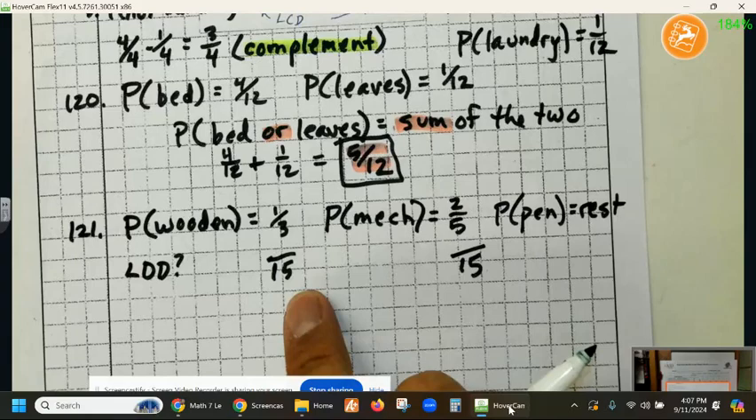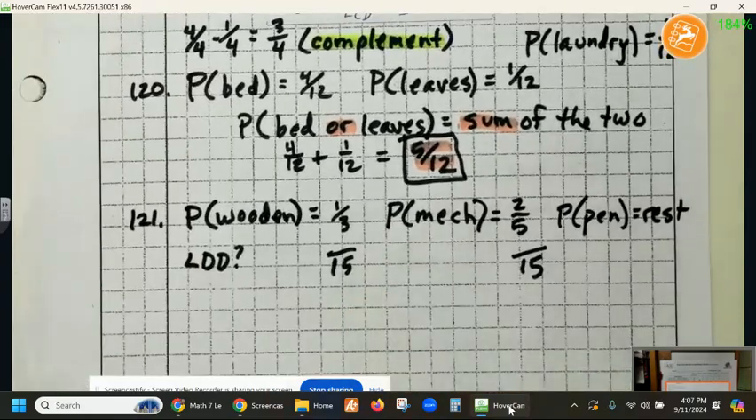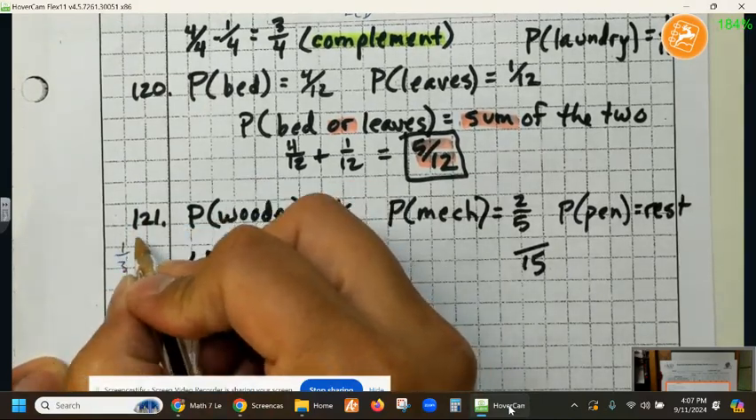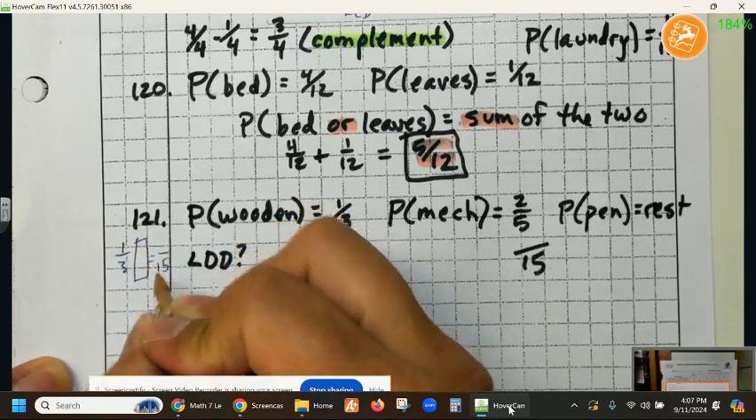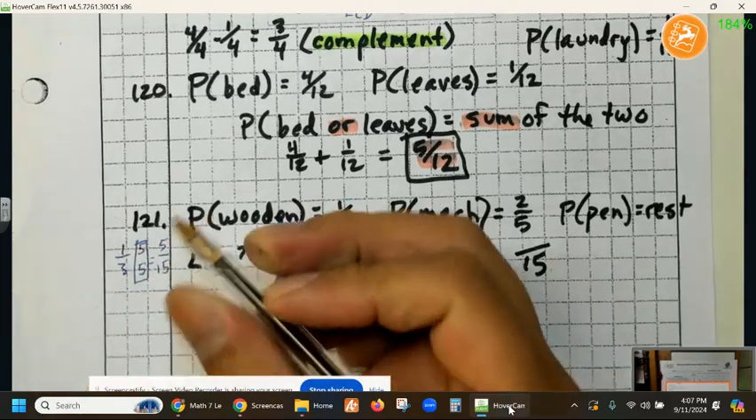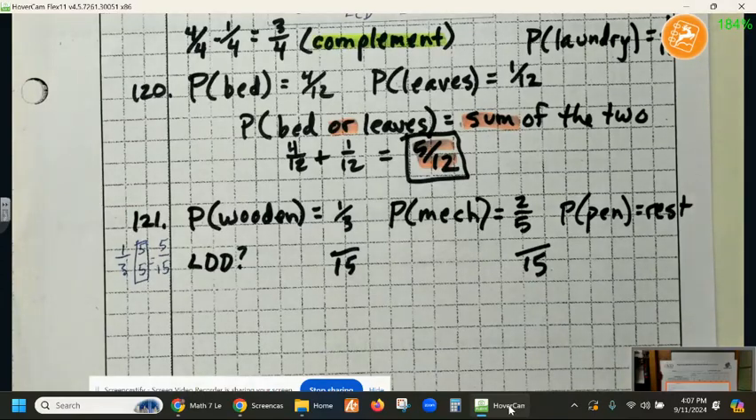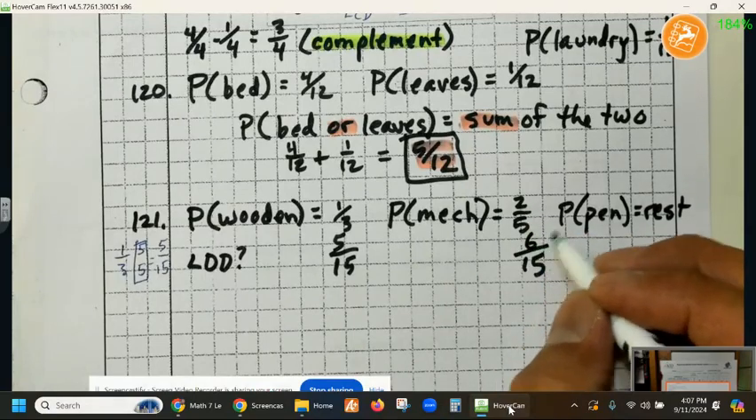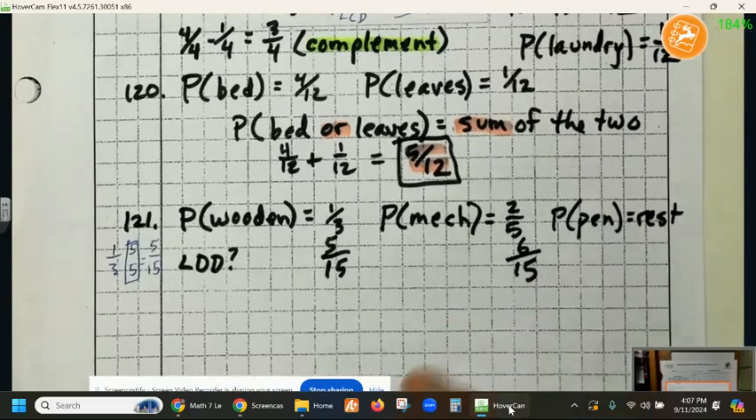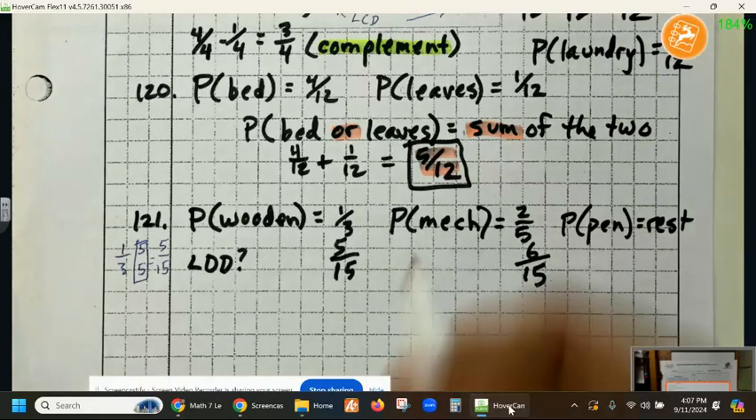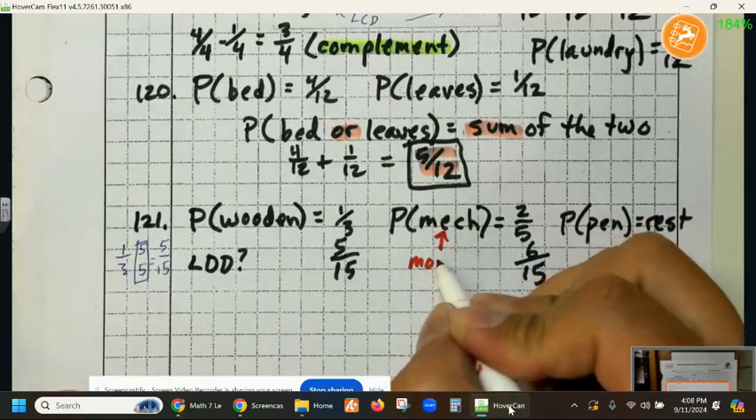All right, so we're going to change 1/3 to 15ths. So remember, you can use the giant 1 and do 1/3. What do I multiply it by to get 15ths? All right, 3 times 5 is 15, so 1 times 5 is 5. All right, so that's 5/15ths. And then the probability of mechanical pencil times 3 over 3 would be 6/15ths. So which one is more likely, getting a wooden pencil or getting a mechanical pencil? Right, getting a mechanical pencil is more likely.